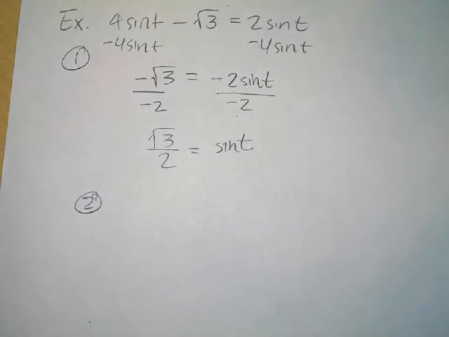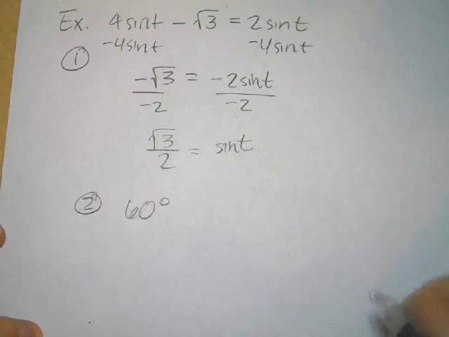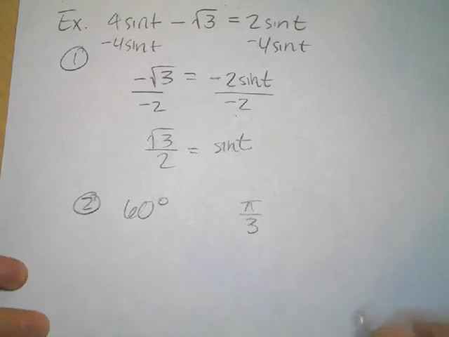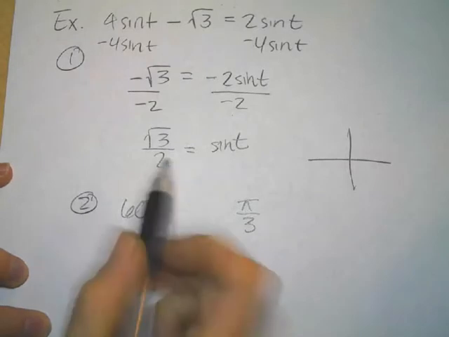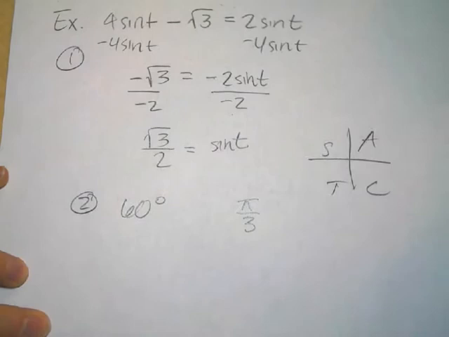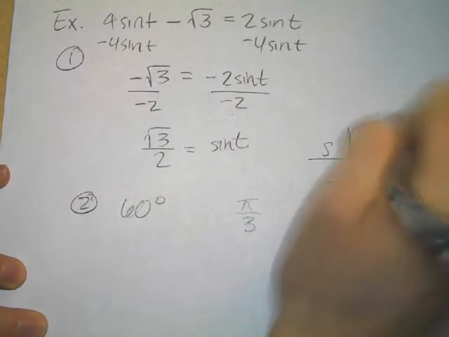So using the chart, did anybody write down? Yes, I did. Perfect. So sine t is square root of 3 over 2, what, it was 60, and what was the radians? Pi over 3. Excellent. Okay, now, sine here is what? Positive or negative? Positive, so which quadrants am I going to be in? 1 and 2. 1 and 2 again.